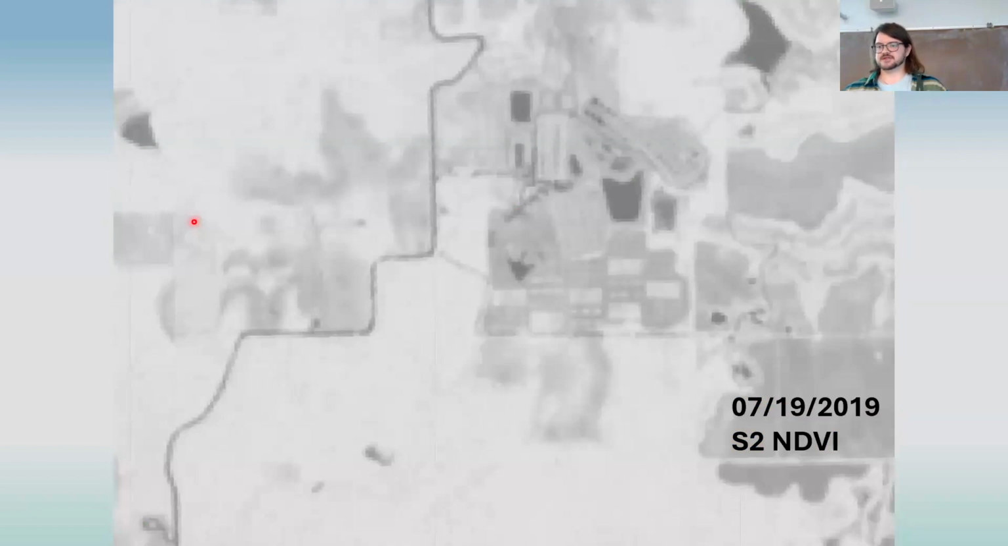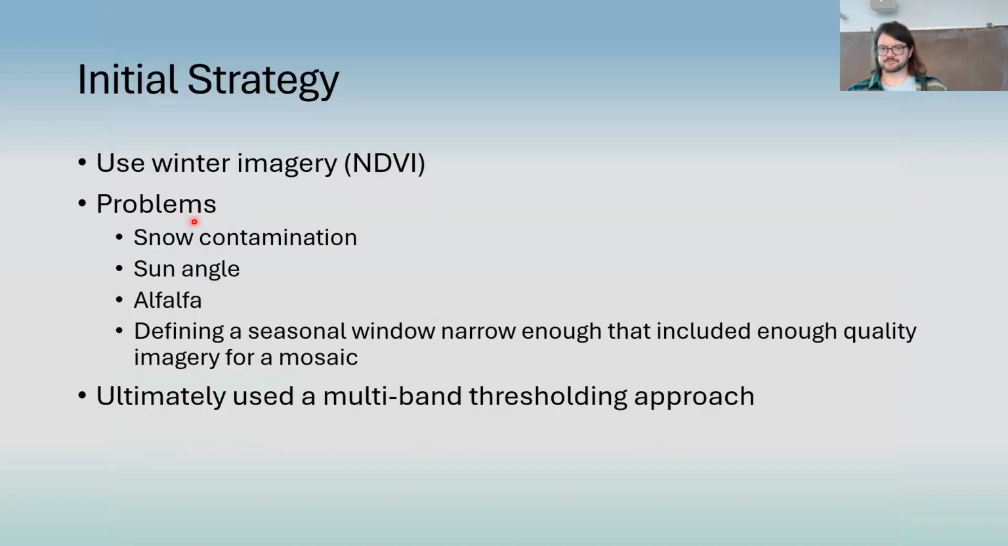And then here is a look at NDVI. This is fairly common with conifers. They do have lower NDVI values. So our initial strategy was to use winter imagery. And so red cedars are green in the winter as evergreens, and not much else is. So this should be a fairly straightforward way of classifying.